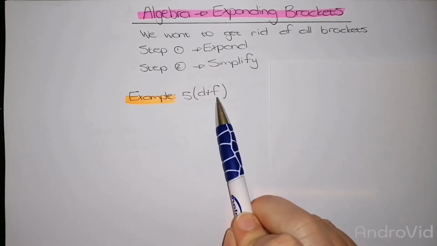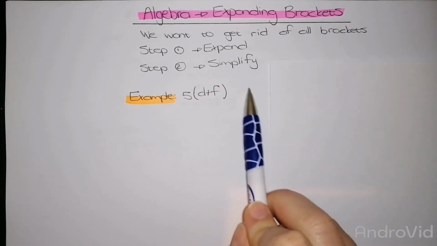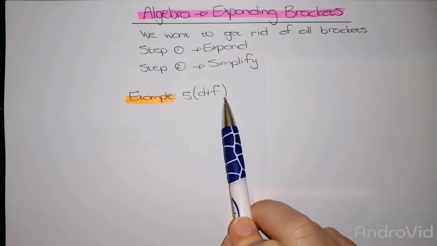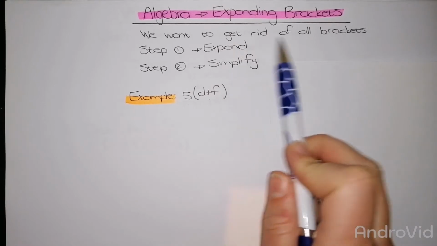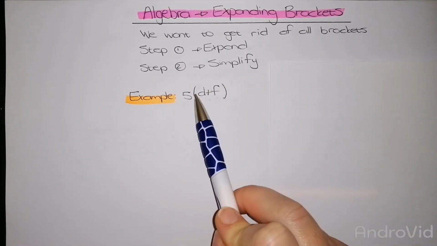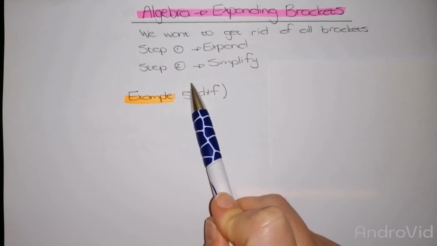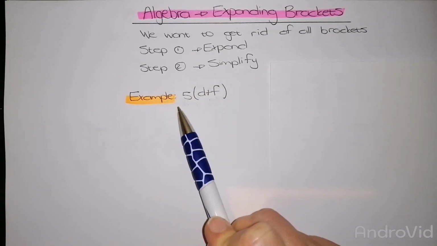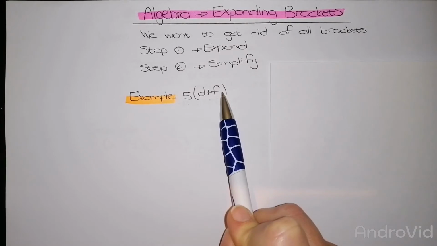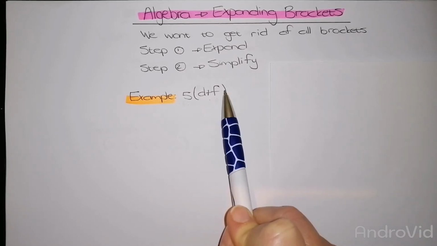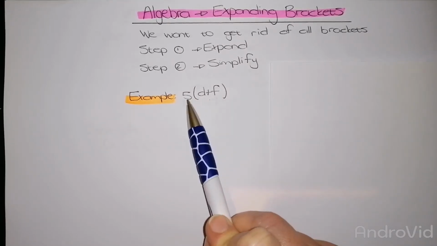5(d + f). When we look at this example, we can see that it has a bracket in, and when we're working with expanding brackets, like we said earlier, we need to get rid of them. The way we do that is we need to multiply everything that's outside of my bracket with everything that is inside of my bracket. Because I've got two different terms, I'm going to do two different steps.